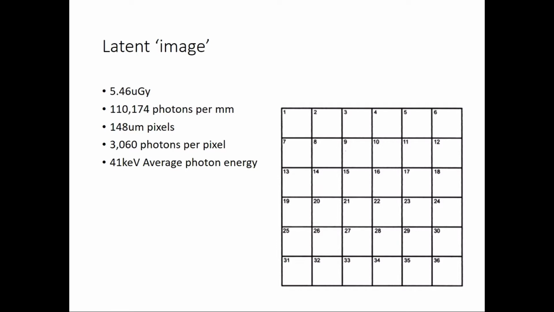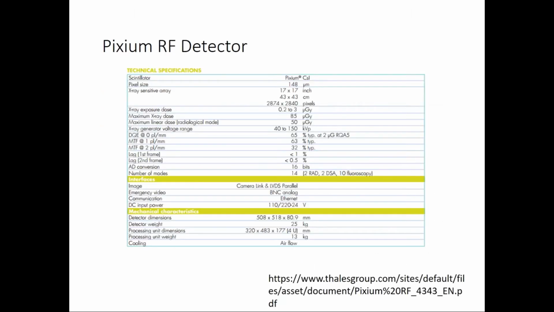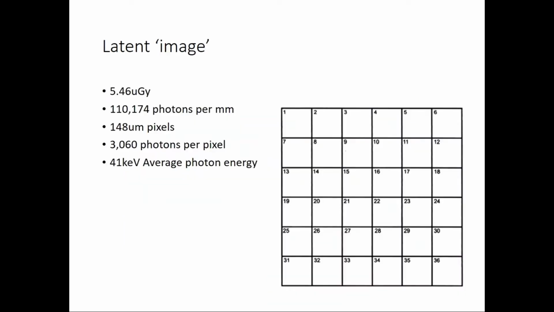When I x-rayed that lump of plastic, I gave 5.46 micrograys. What was the dose to the plate? 5.46 microgray, which is actually slightly better than the manufacturer's minimum. 0.2 to 3 was the x-ray exposure dose they expected. So 3 was the max. So I'm not going to be green, I'm going to be slightly blue. I'm going to be a greeny blue.